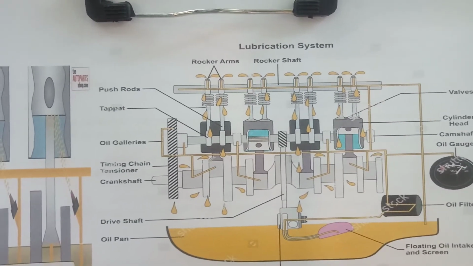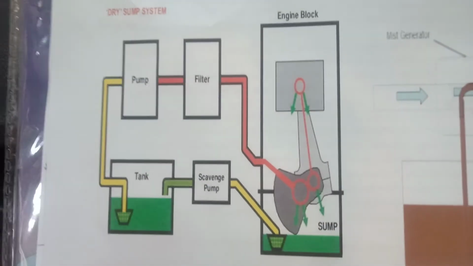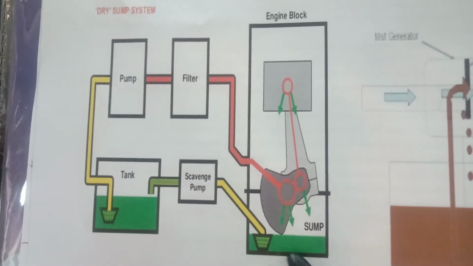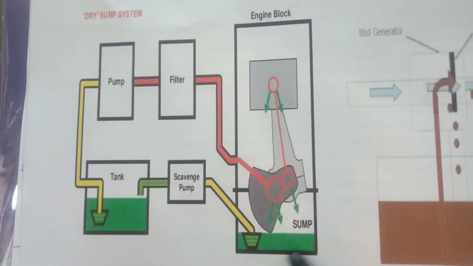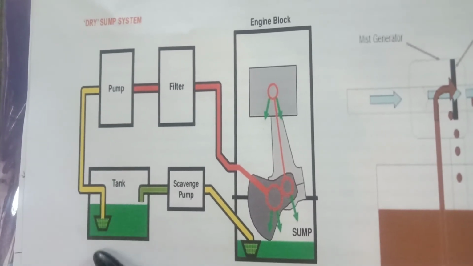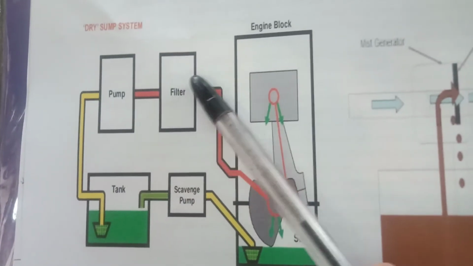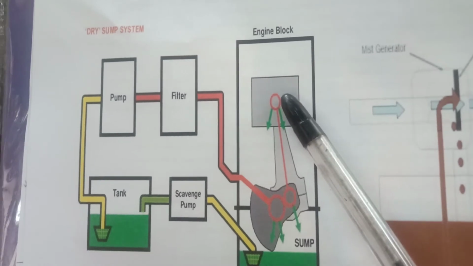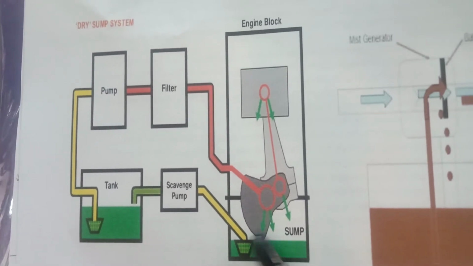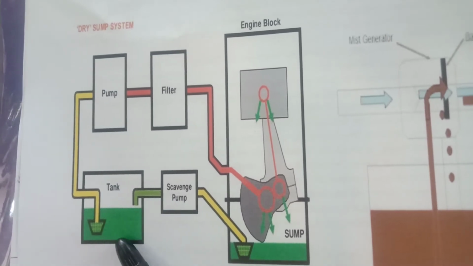So for that purpose there is another lubrication system called a dry sump lubrication system. The figure in front of you is a dry sump lubrication system. In this, the oil is not stored in the sump as in wet sump lubrication, but it is stored in a separate tank. The oil is sucked out by the pump, filtered, and then provided to the various parts of the engine. After lubricating the various parts of the engine, the oil again settles down in this passage, and then it is sucked out again and stored into the tank.